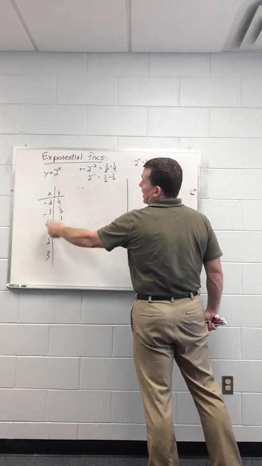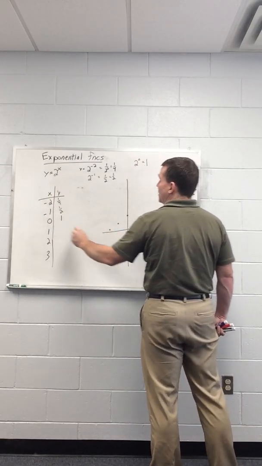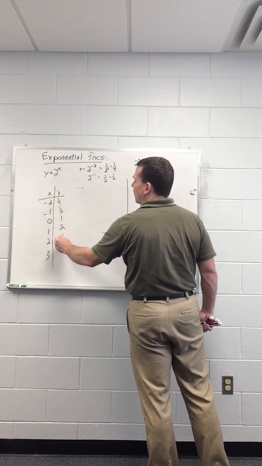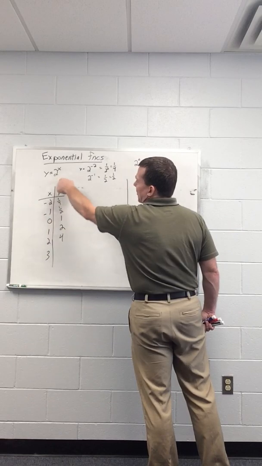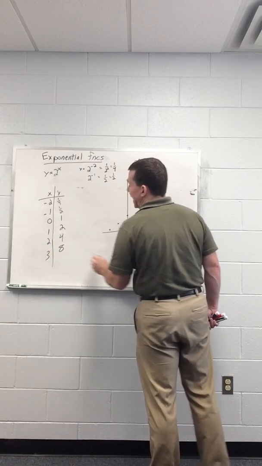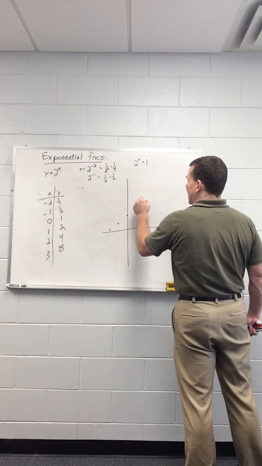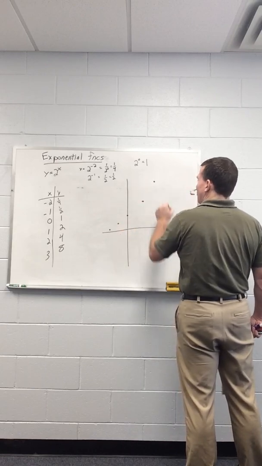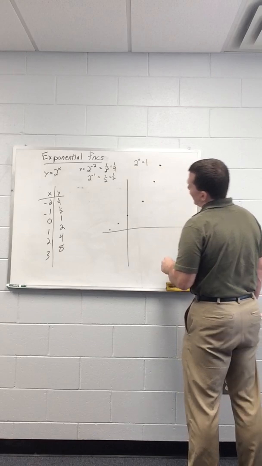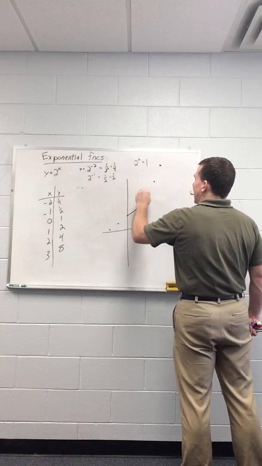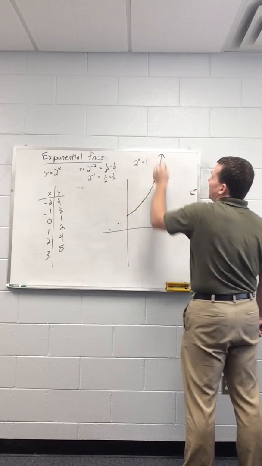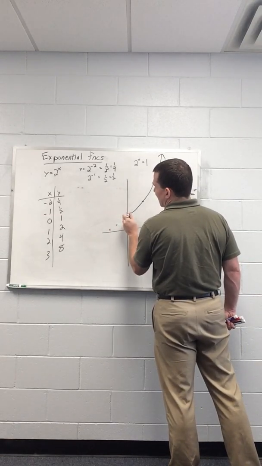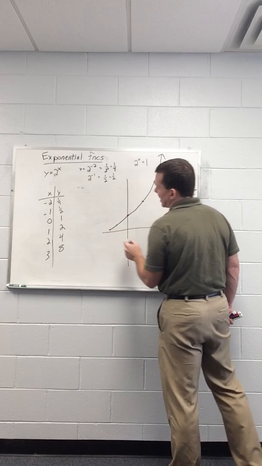If I plug in 1, I get 2 to the 1, which is 2. If I plug in 2, I get 2 squared, which is 4. If I plug in 3, I get 2 cubed, which is 8. So at 1, I get 2. At 2, I get 4. At 3, I get 8. And clearly, as x gets bigger, this will just get bigger and bigger and bigger. Over here, these are not spaced out very well. I'll go down like this.